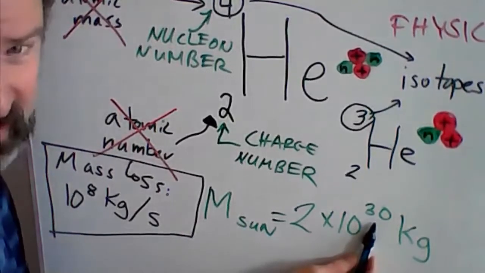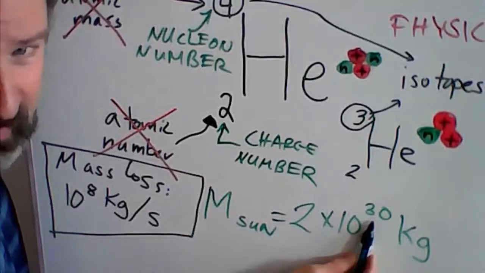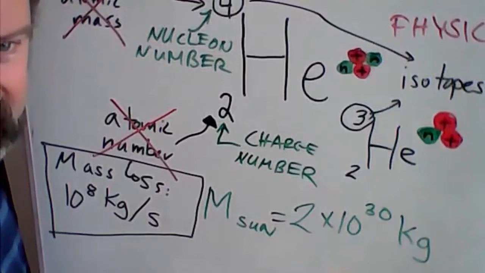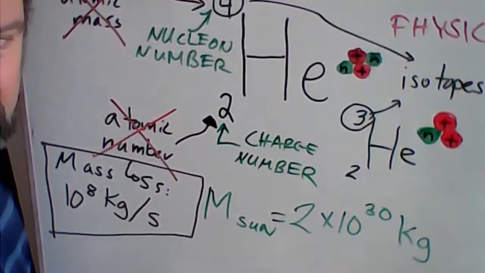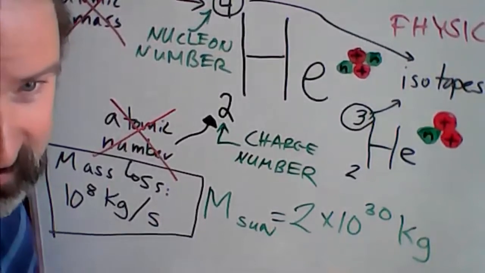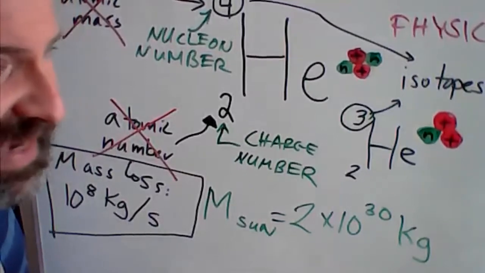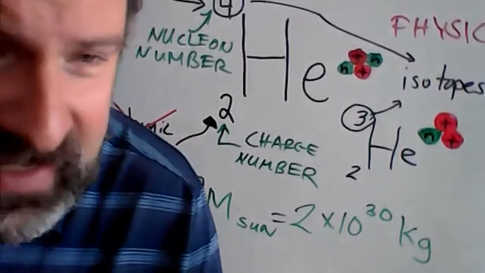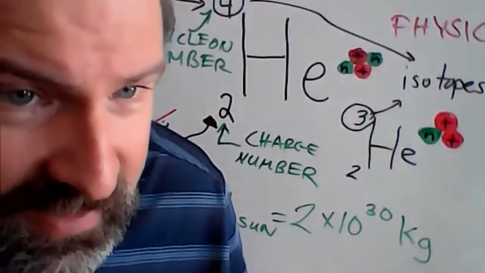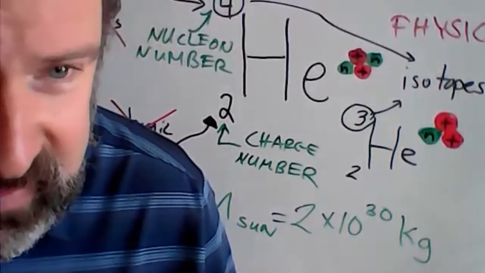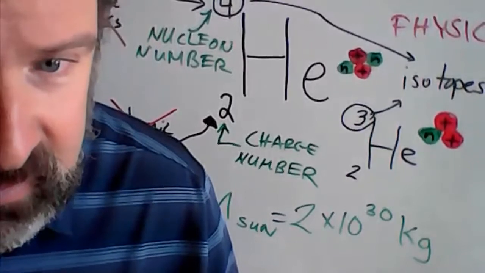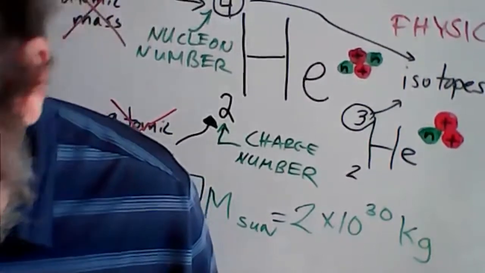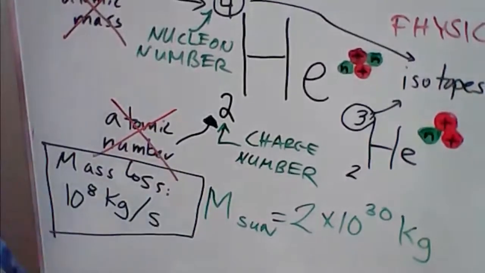But the sun's mass is so much bigger that it would take 10 to the 22 seconds for the sun to lose half its mass. Now, 10 to the 22 seconds sounds like a pretty big number, but a billion years is only 10 to the 16 seconds. So even after a billion years, the mass of the sun is not significantly lower. Okay.